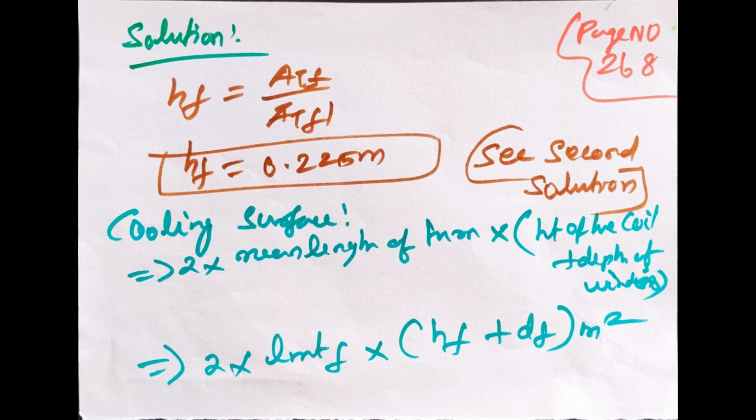Solution. Continuation. The HF formula we explained in theory classes. HF is equal to ATF divided by ATF dash. HF is equal to 0.225 meter. That is the second solution. The cooling surface formula is 2 into the mean length of turn into the height of the coil plus depth of the winding, that is 2 into LMTF into bracket of HF plus DF, in meter square.